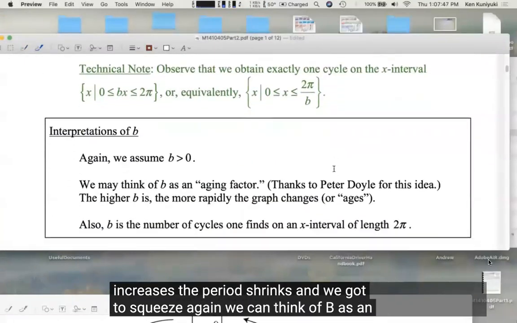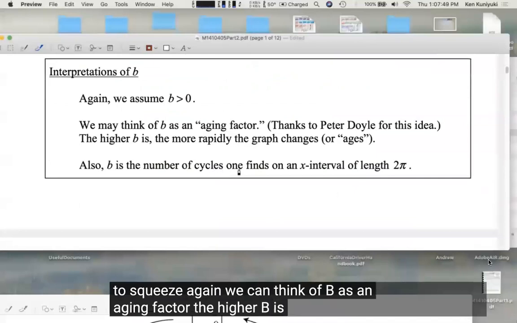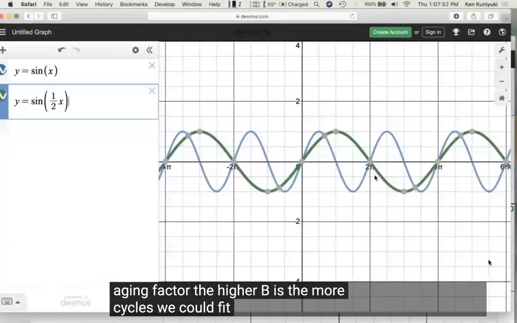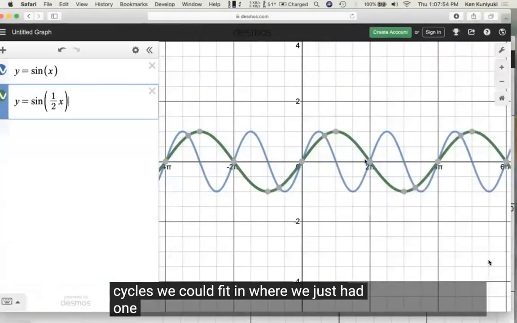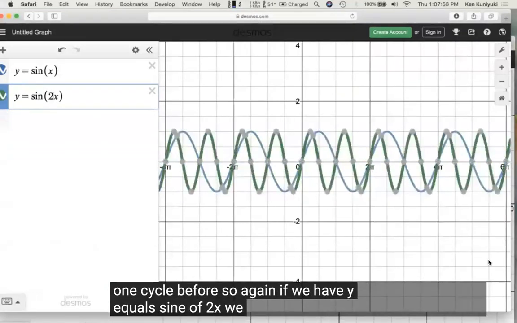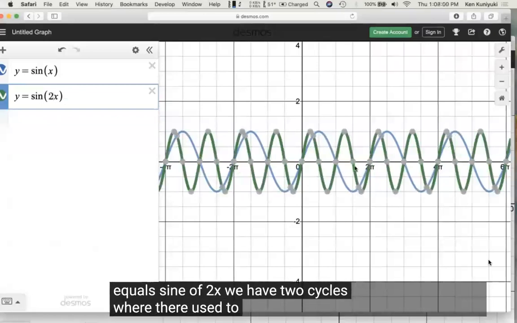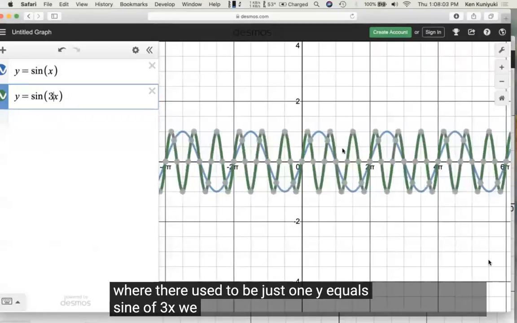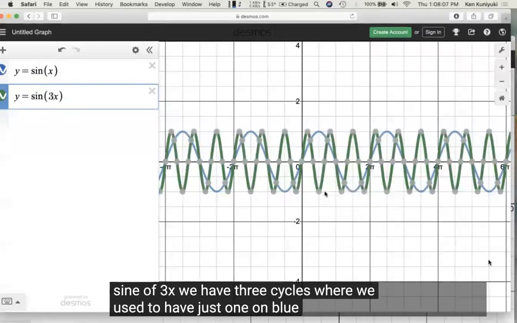Again, we can think of b as an aging factor. The higher b is, the more cycles we can fit in where we just had 1 cycle before. So again, if we have y equals sine of 2x, we have 2 cycles, where there used to be just 1. Y equals sine of 3x, we have 3 cycles, where we used to have just 1 on blue.